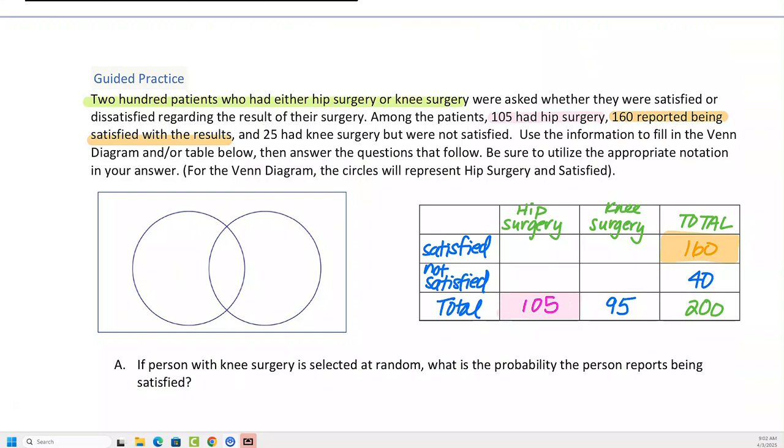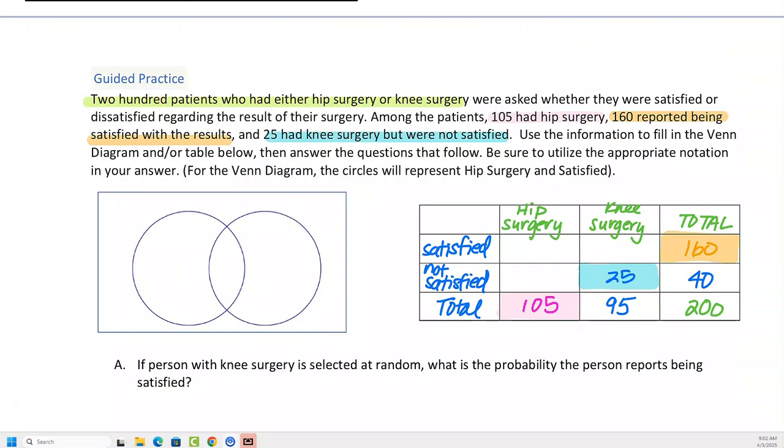Then they give us one more piece of information. And that piece of information is 25 had knee surgery but were not satisfied. So in the knee surgery and the not satisfied, that's going to be this cell right here. I'm shading in light blue. And that one was 25.